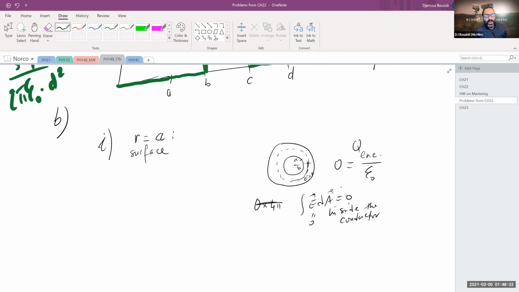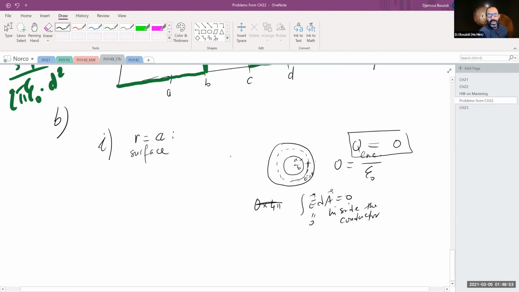I have 0 equals Q enclosed divided by epsilon naught. Epsilon naught cannot be 0, it's a number. So Q enclosed has to be 0, absolutely. There is no charge inside this area at all. There is no charge inside the conductor, so there cannot be a charge also on this surface. So the Q in here is equal to 0.